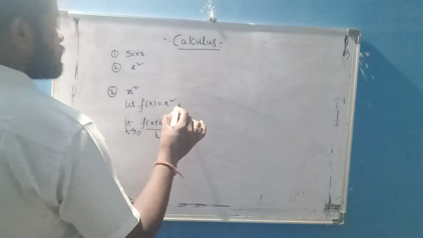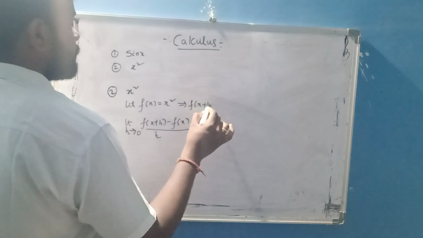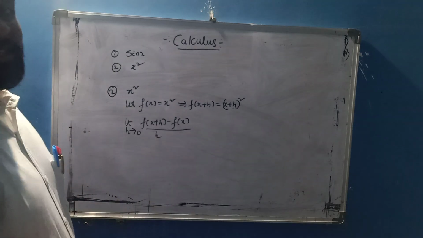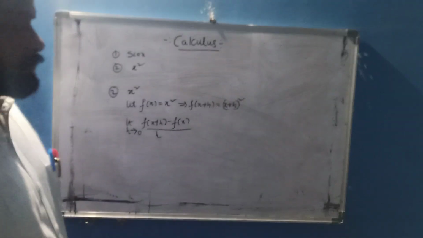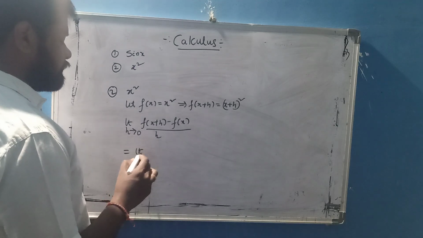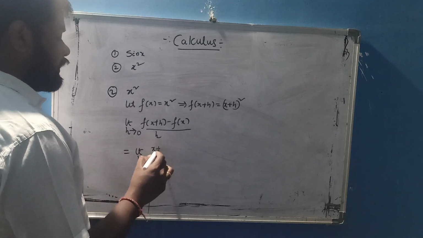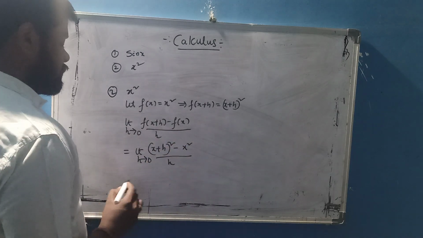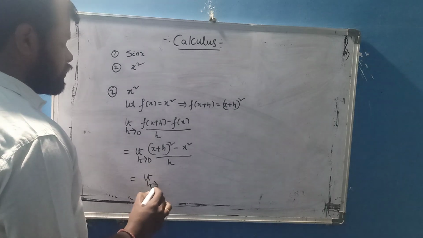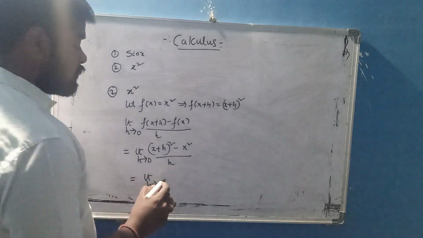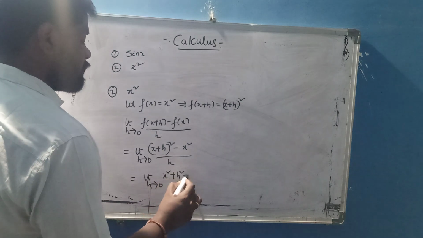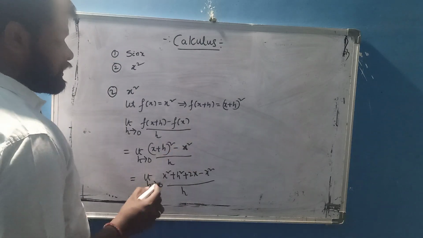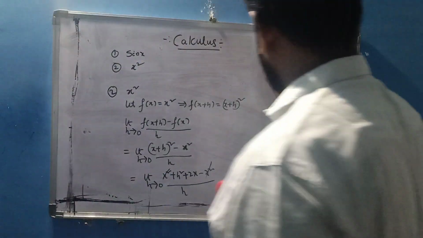After that, f of x equals x square, so f of x plus h is equal to how much? X plus h whole square. F of x equals x square, x is replaced by x plus h, then f of x plus h equals x plus h whole square. Simplify: limit h tends to 0 of (x plus h) whole square minus x square, by h. Using the (a plus b) whole square formula: x square plus h square plus 2xh, minus x square, by h. Here minus x square is there, so plus x square minus x square cancel.